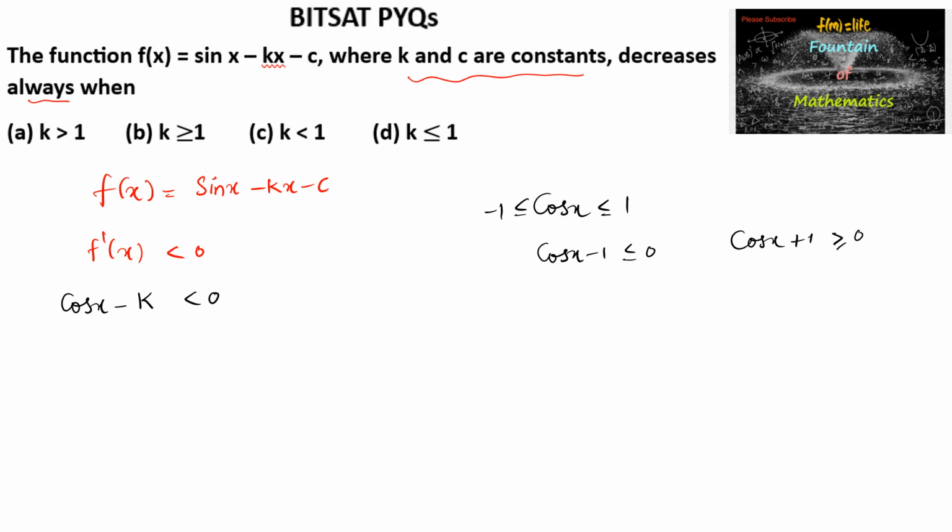So for cos x minus k to be less than 0, k must be greater than or equal to 1. So if k is greater than or equal to 1, we can say cos x minus k is less than 0. So we can go with option B. So option B is the answer.